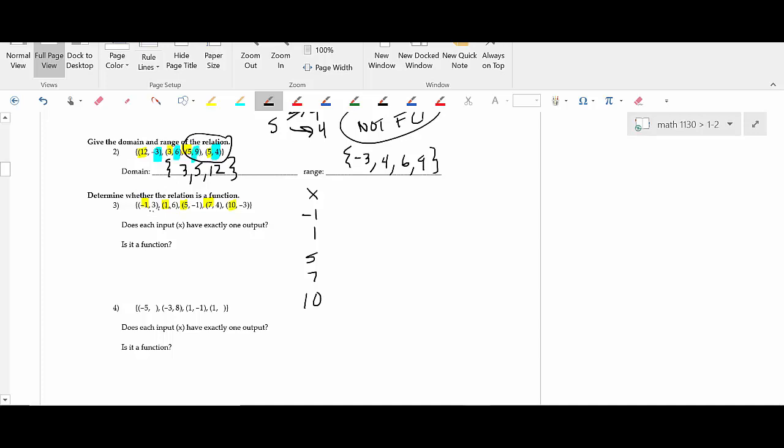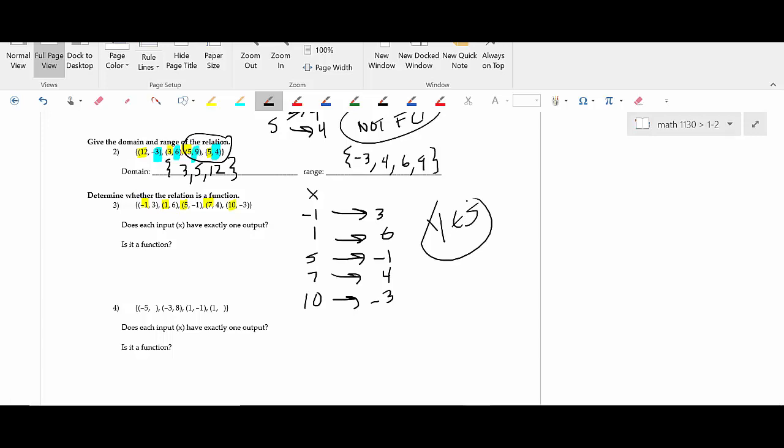The -1 maps to 3. The 1 maps to 6. The 5 maps to -1. The 7 maps to 4. And the 10 maps to -3. Is that a function? Yep. So you can do that in your head, or you can draw that out. If that's helpful to you, you can do that mapping diagram and easily figure it out. So that is a function.